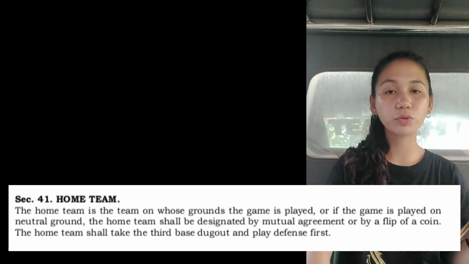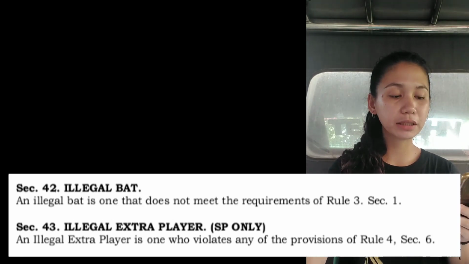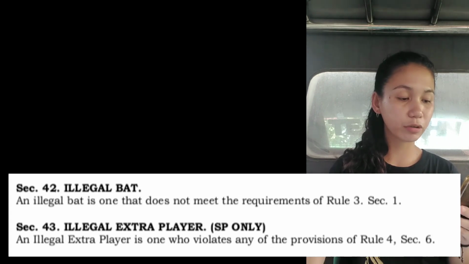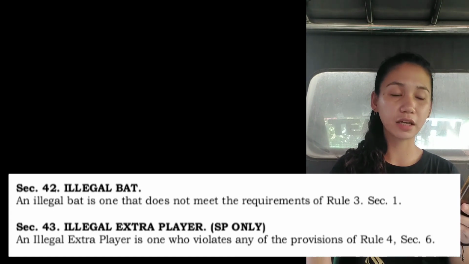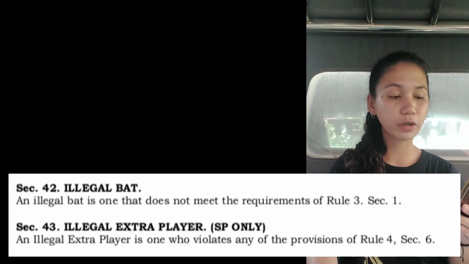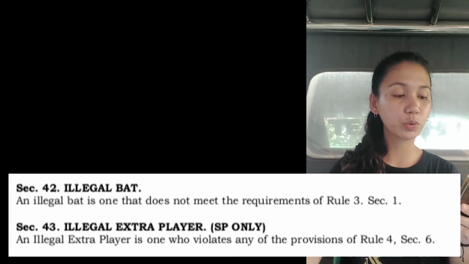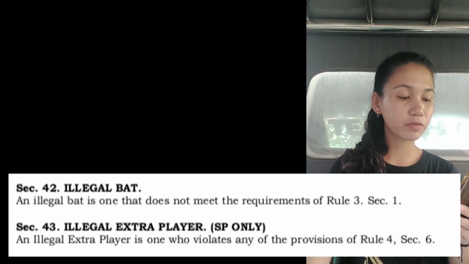So let's move on to Rule number 1, Section 42, the illegal bat. An illegal bat is one that does not meet the requirements of Rule number 3, Section 1. So that is Section 42, illegal bat. Let's move on to Section 43, the illegal extra player, SP only. An illegal extra player is one who violates any of the provisions of Rule number 4, Section 6.